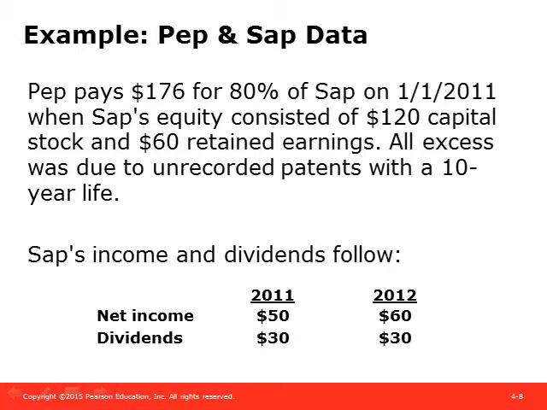So now let's walk through an example. We have Pep and Sap Data. Pep pays $176K, and so we're just talking hundreds of thousands here. They pay $176K for 80% of SAP on 1/1/2011, when SAP's equity consisted of $120K of capital stock and $60K of retained earnings. All excess was due to unrecorded patents with a 10-year life. SAP's income and dividends are noted below. So in 2011, SAP had net income of $50K and dividends of $30K, and in 2012, they had net income of $60K and dividends of $30K.